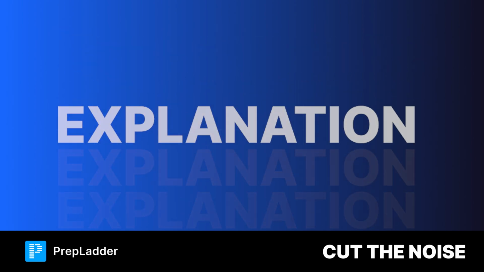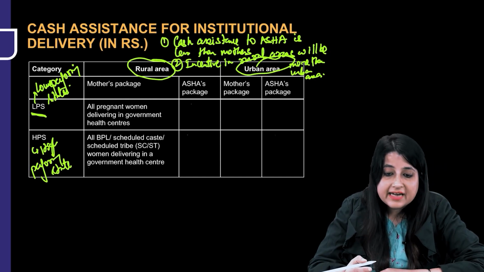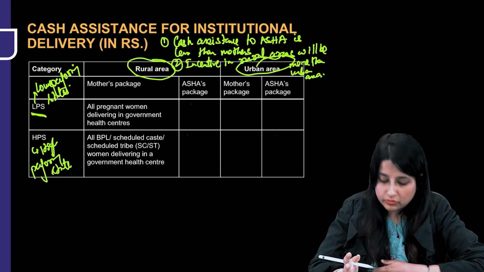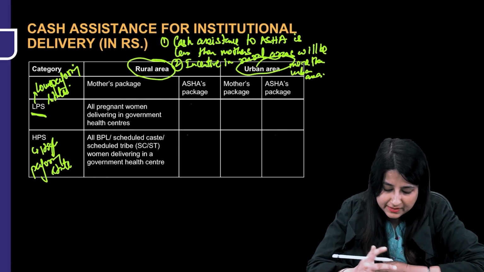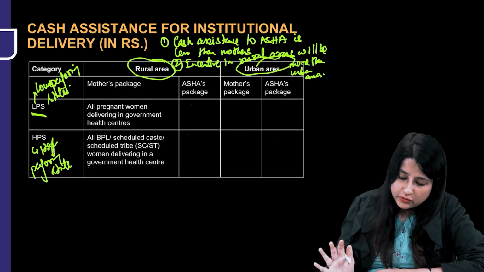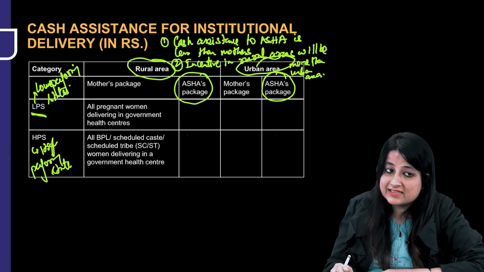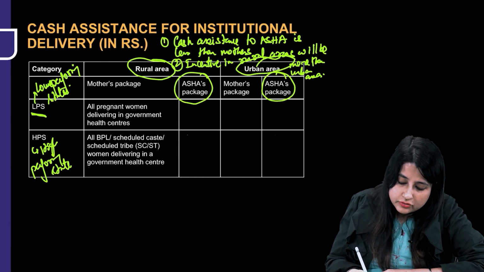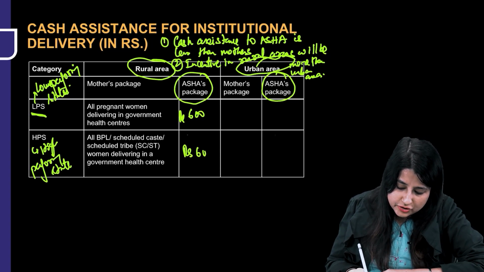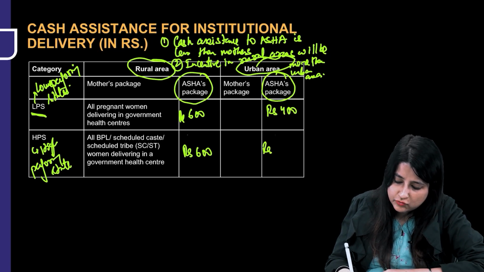Here's the explanation. All pregnant women delivering in government health centers. Now it is also in certain private organizations. So all pregnant women delivering here, and HPS, all BPL, SC, ST. Before that, let us look at ASHA package. ASHA's package has to be less. However, in rural areas, it is more than urban areas. So this is how much? Rupees 600 she is going to get, and ASHA is going to get in urban areas rupees 400.